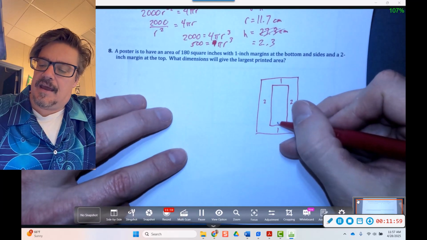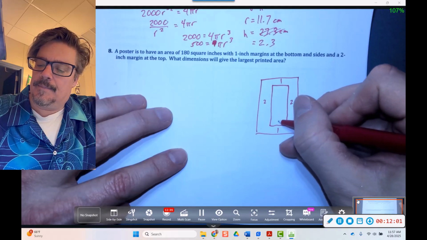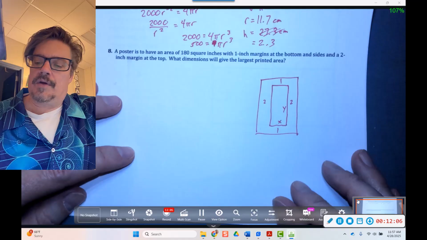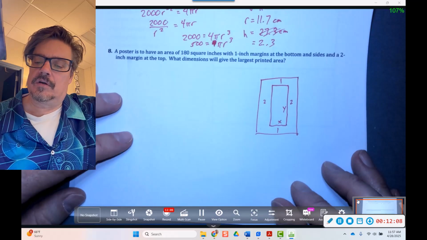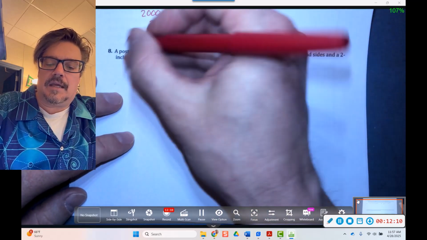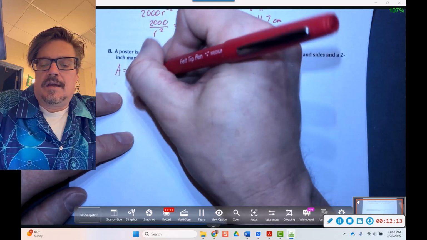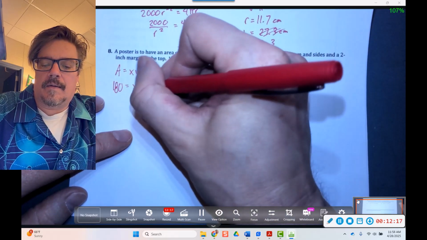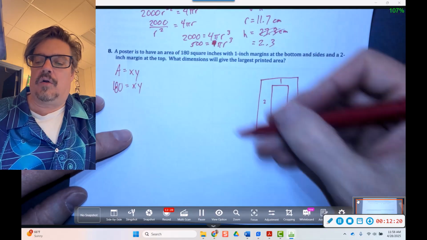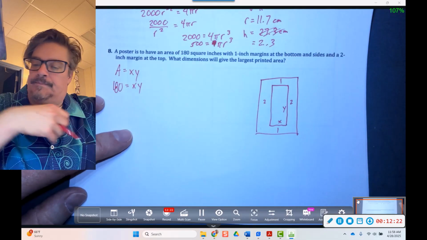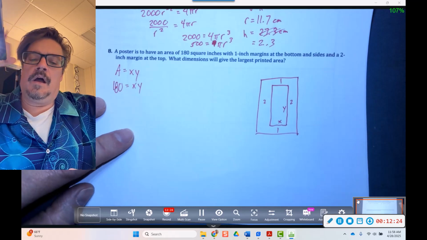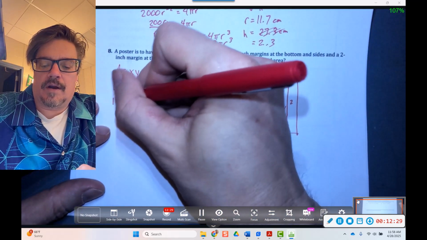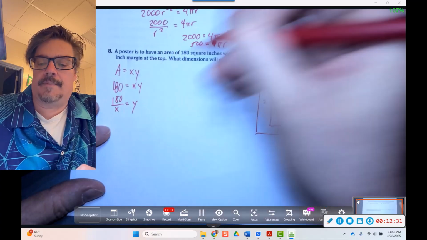Okay, so this guy's an X value for the width, and this guy's a Y value. So the poster's area equals X times Y, and that has to equal 180. Okay, so the printed area is not the whole area, okay? So let's go ahead and solve for Y here. So 180 divided by X equals Y.